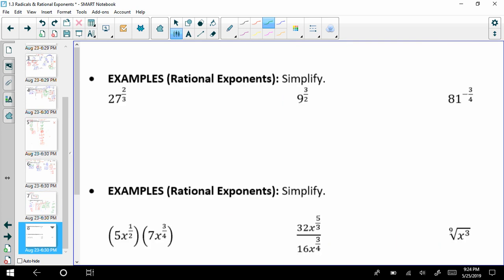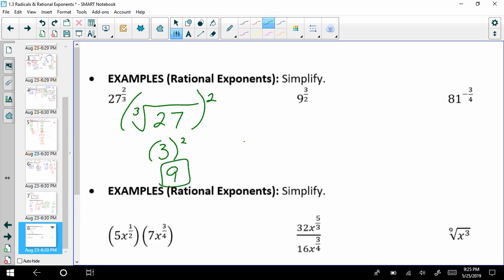Okay, moving on. A couple more simplifying problems. 27 to the 2/3 power. Let's rewrite it in radical form. So it's going to be 27. The root will be 3. That's the bottom number. And this time, it's going to be squared at the end. The cube root of 27, is 27 a perfect cube? If you look at your list of perfect cubes, yes it is. It's 3. But then it's going to be squared. 3 squared, this answer is 9.